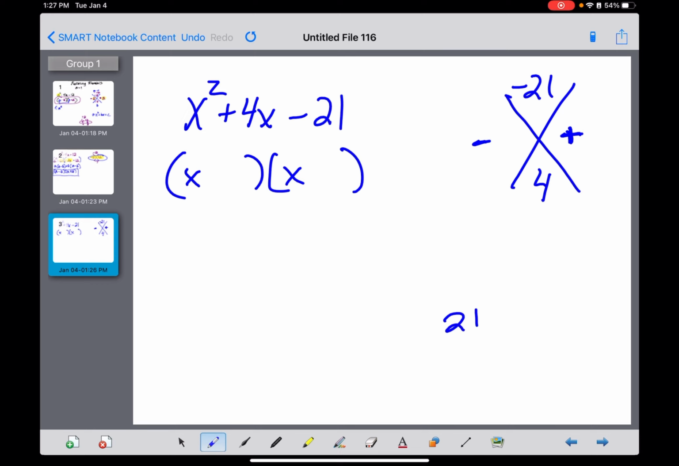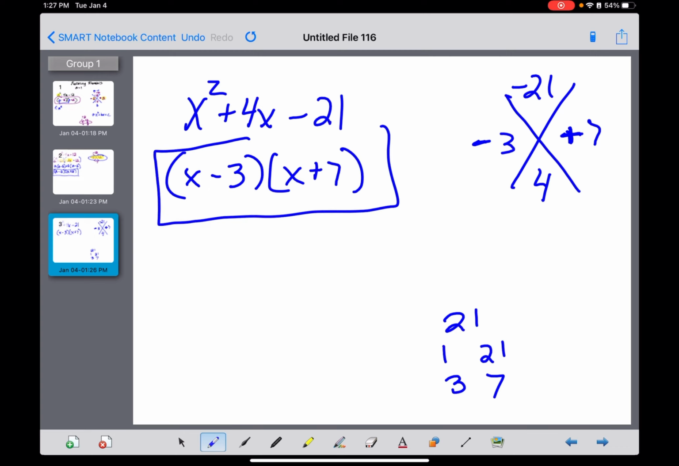So our different factors of 21 are 1 and 21, 3 and 7. They have to have a difference of 4. 7 and 3. Which one's positive, the 7 or the 3? The 7 is going to be positive. The 3 is going to be negative. Because the leading coefficient was 1, we aren't going to worry about splitting the middle. That's your solution. And you're done. There's nothing left to do with it.